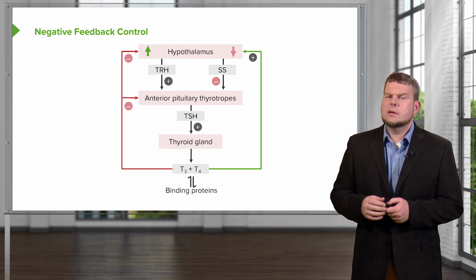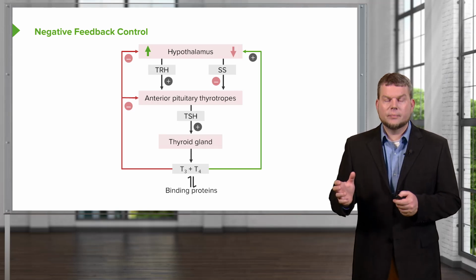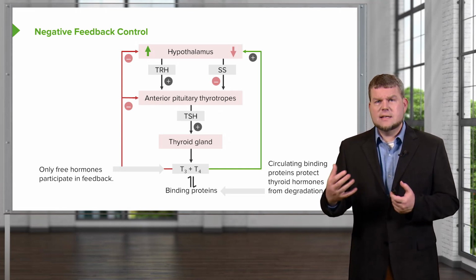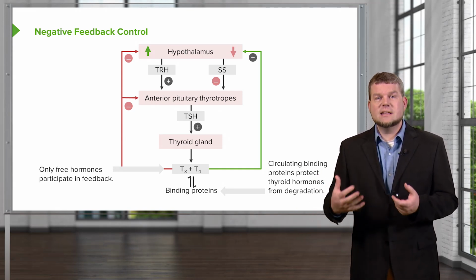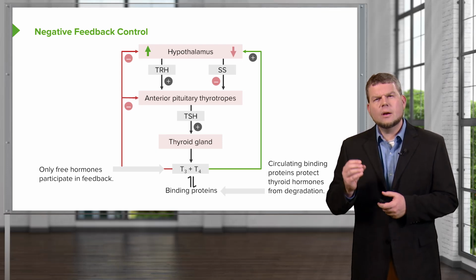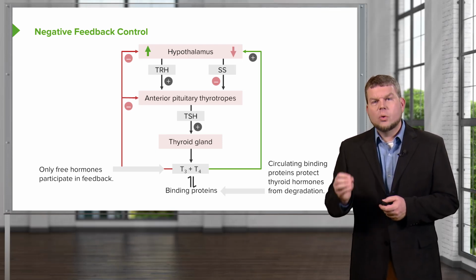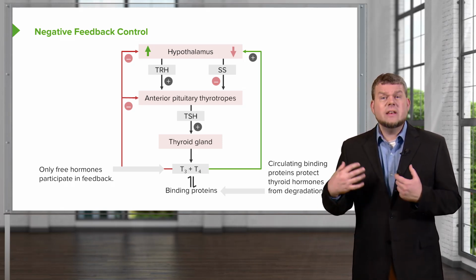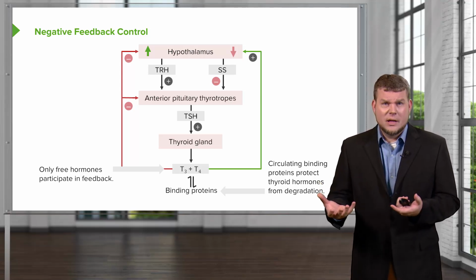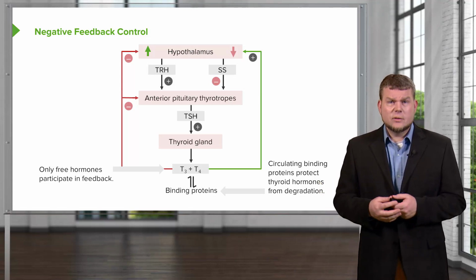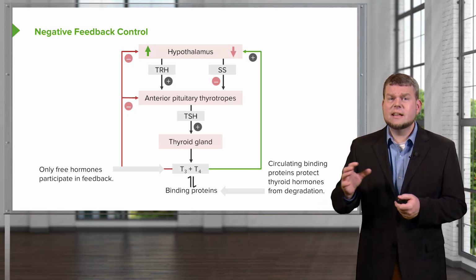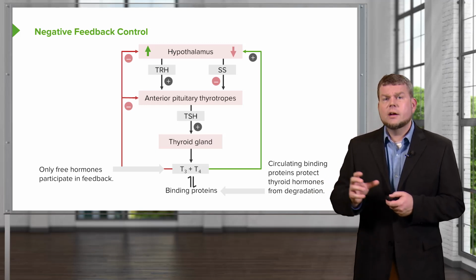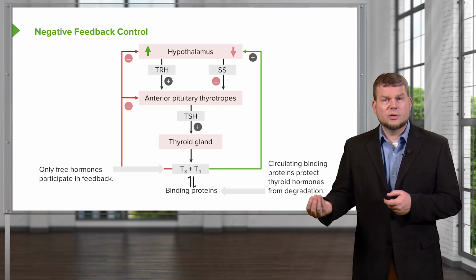There are a few other things, though, that we need to discuss with T3 and T4. So the most important one is that only the free T3 or T4 participates in this negative feedback. What do I mean by that? The majority of T3, T4 is bound up with proteins. In fact, about 99% of it is bound up. So you only have about 1% of your T3, T4 that is actually circulating in the free form. So you always have to know where you're at in terms of where that 1% is.